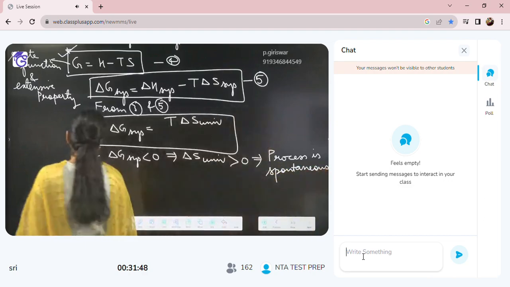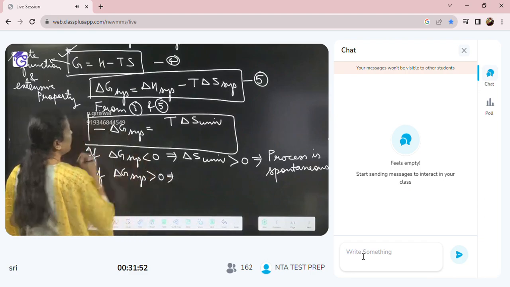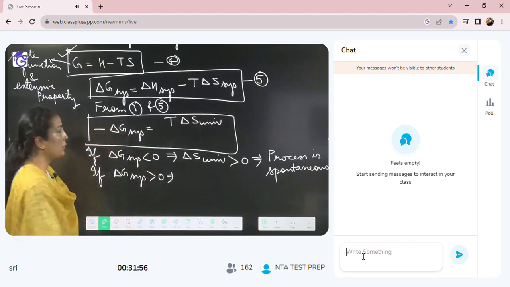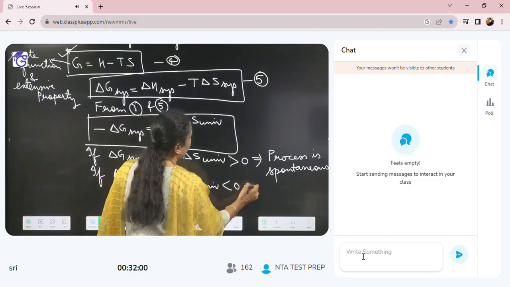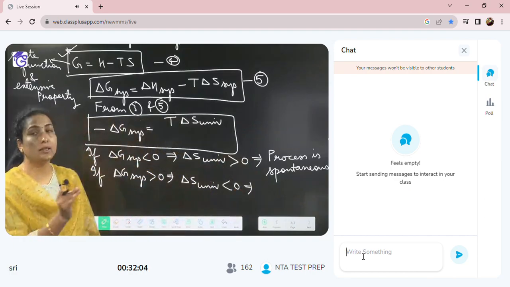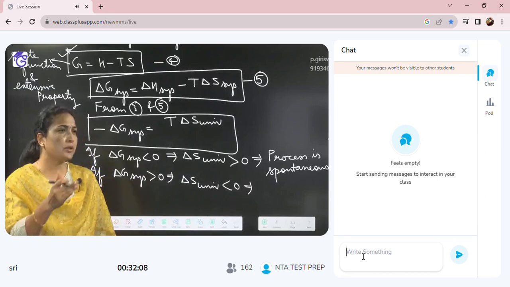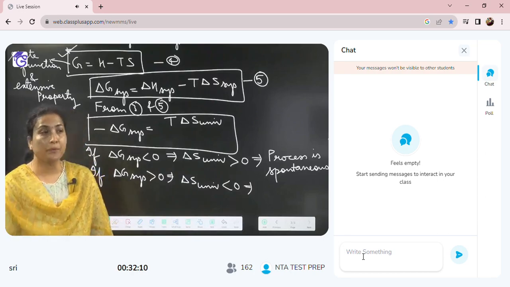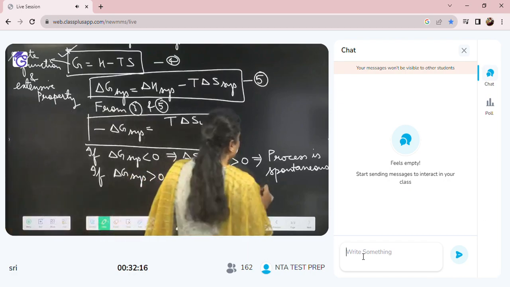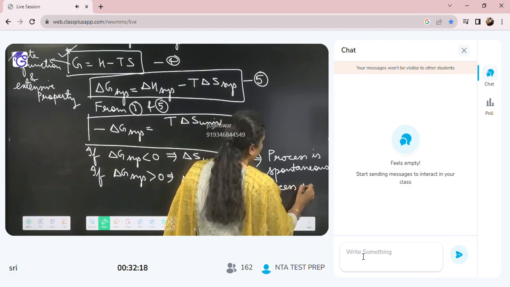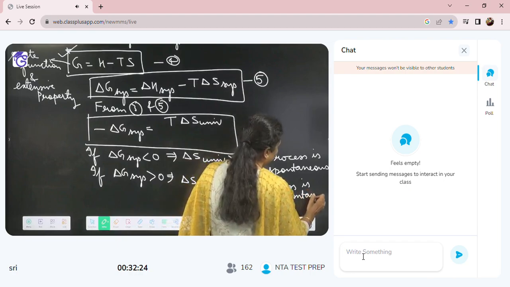Similarly, if delta G system is greater than 0, that means it is positive. So positive, negative will become negative, and delta S universe will be negative. Delta S universe negative means the process is non-spontaneous in the forward direction. Whenever I say a process, I am talking about a particular process or reaction happening in the forward direction. So in the forward direction it is not spontaneous, in the backward direction it could be. So the process is non-spontaneous.